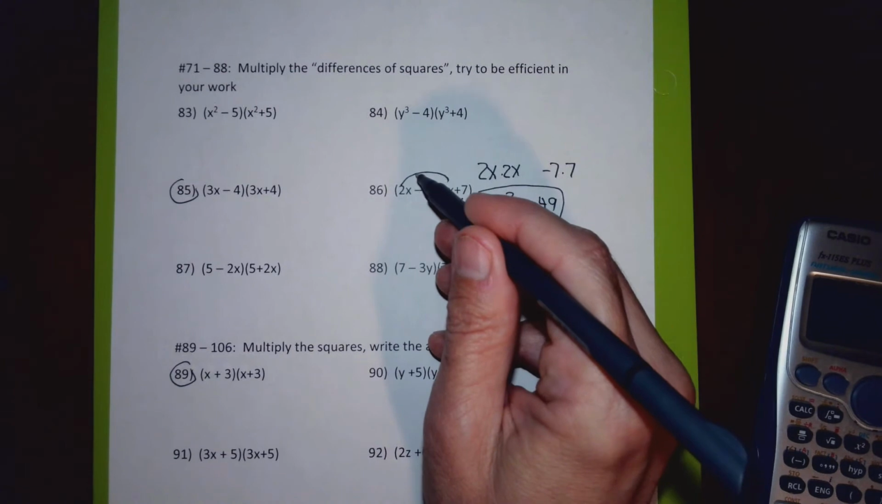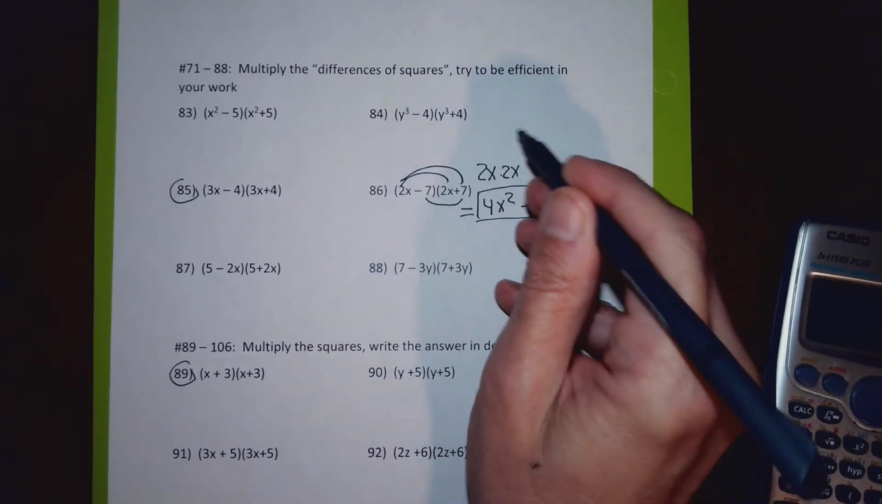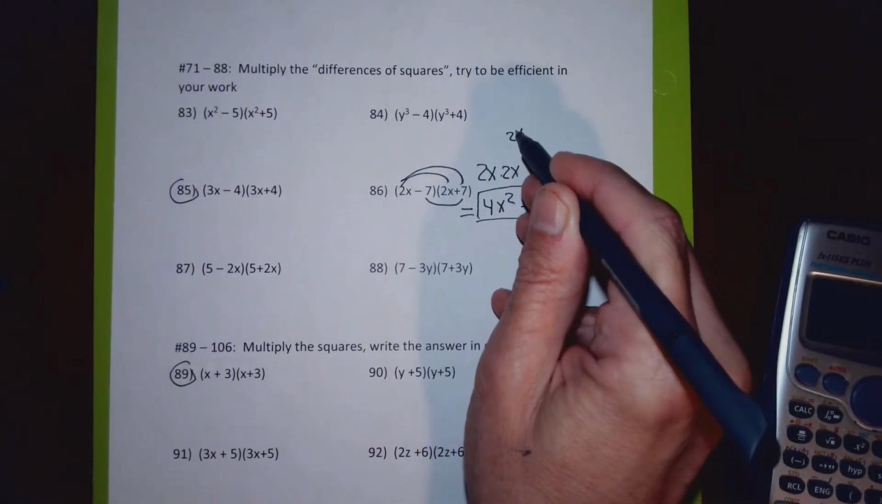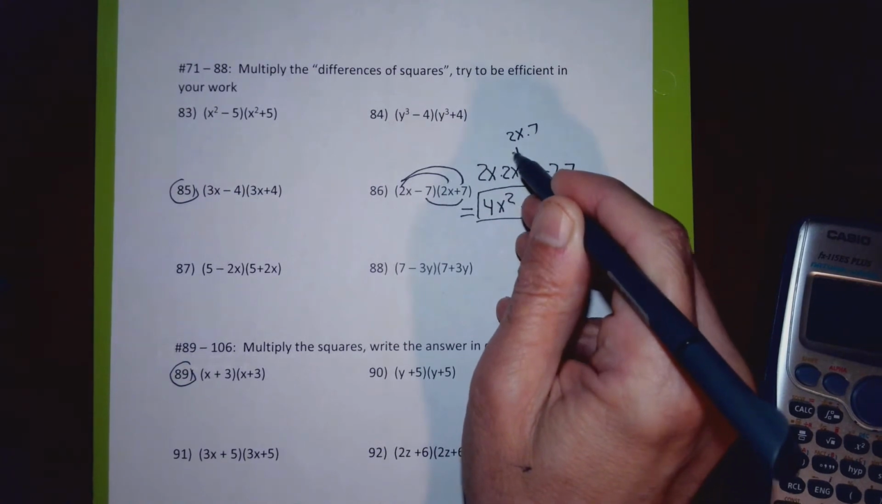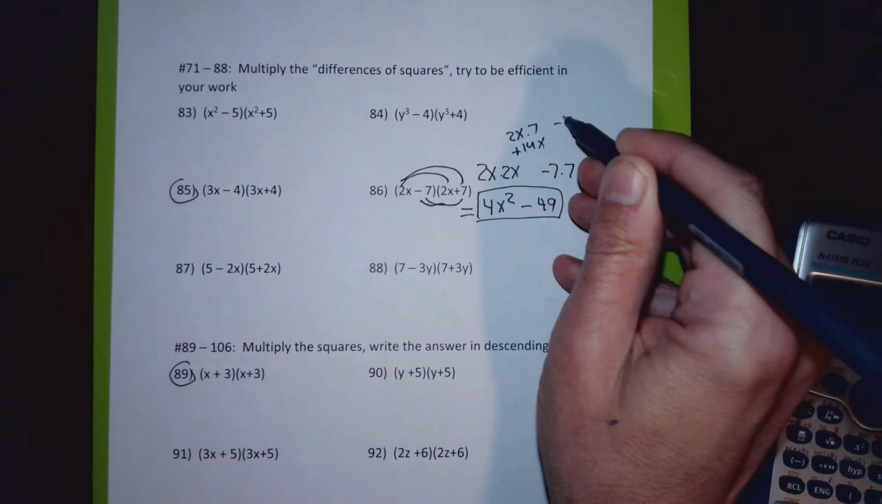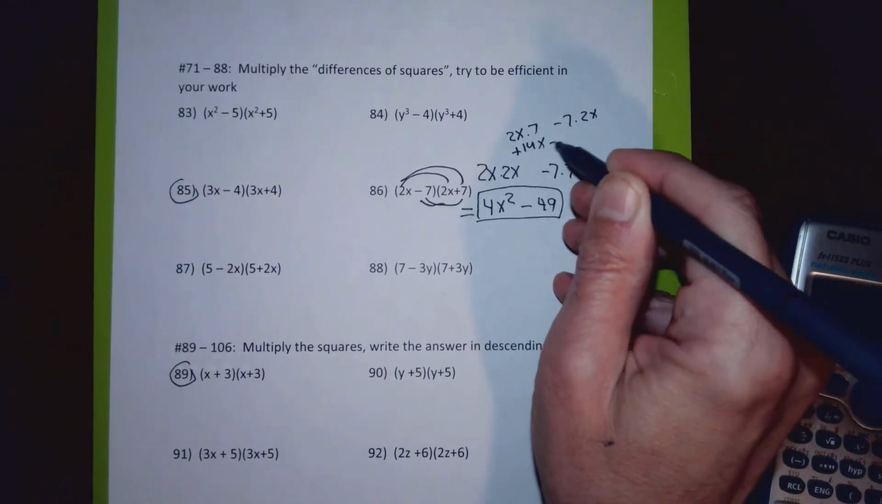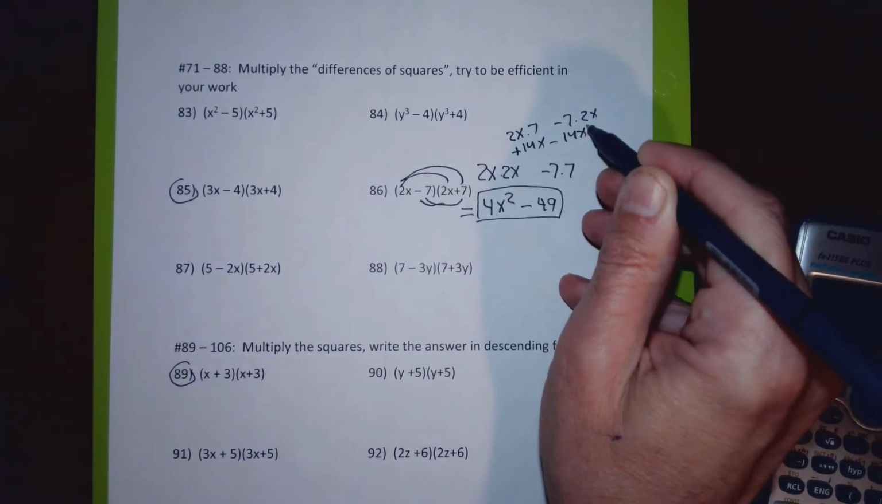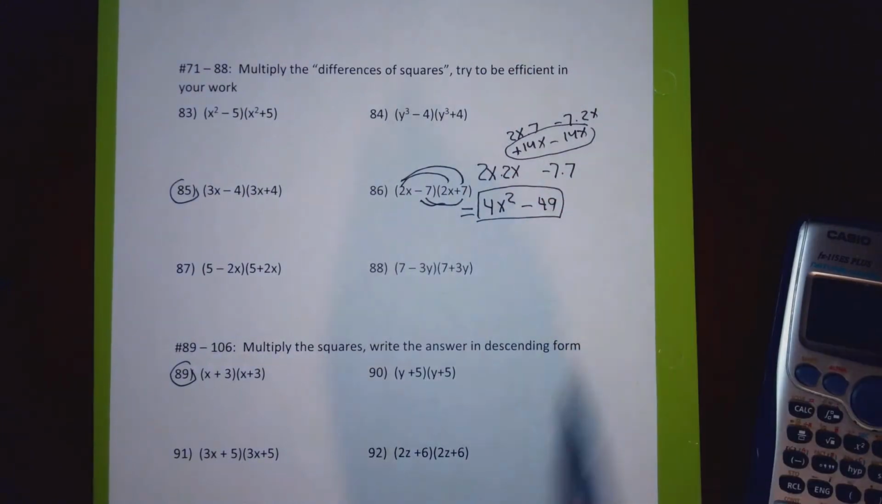Had I done the other multiplications, if I did 2x times 7, I would have gotten a positive 14x. Had I done minus 7 times 2x, I would have gotten negative 14x for the other two terms, and those would cancel.